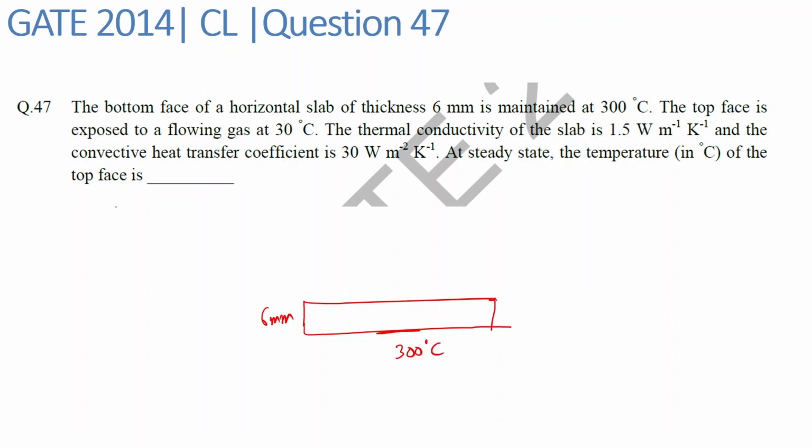The top face is exposed to a flowing gas of 30 degrees Celsius, and we have been given the thermal conductivity of the slab as 1.5 watt per meter per Kelvin, and the convective heat transfer coefficient as 30 watt per meter square per Kelvin. At steady state, the temperature in degrees Celsius over the top face is, so we have to find the temperature over here, that is Ts. We have the video solution for this, and we can take a look at that.